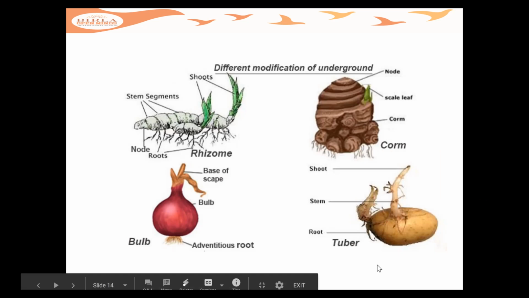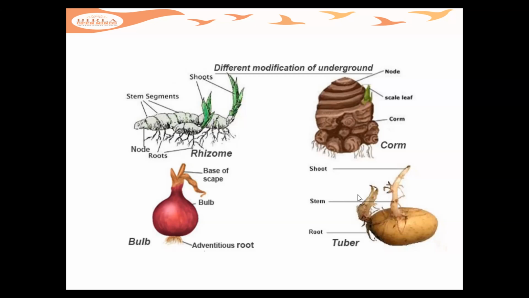Such leaves are called the scale leaves. Onion and garlic are examples of condensed stem. Okay, I want Ronit to read about tendrils.